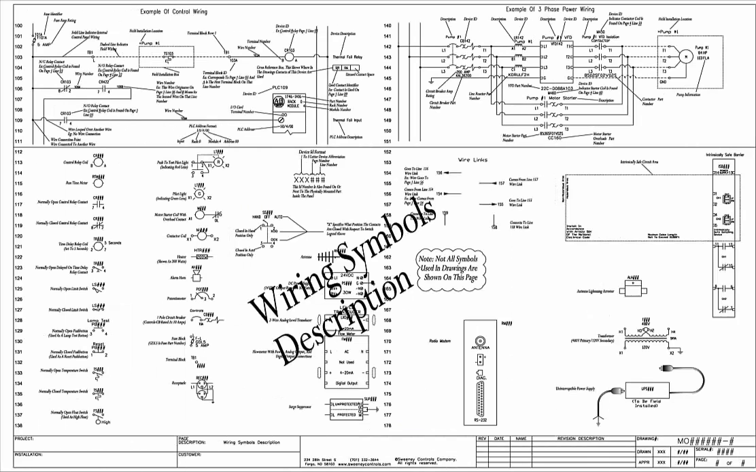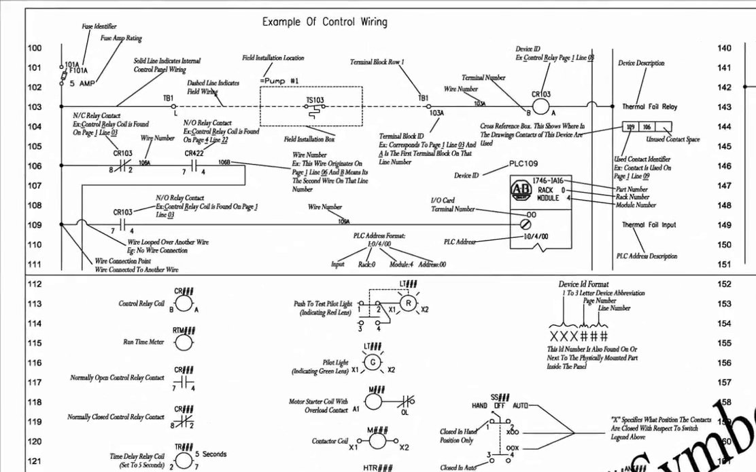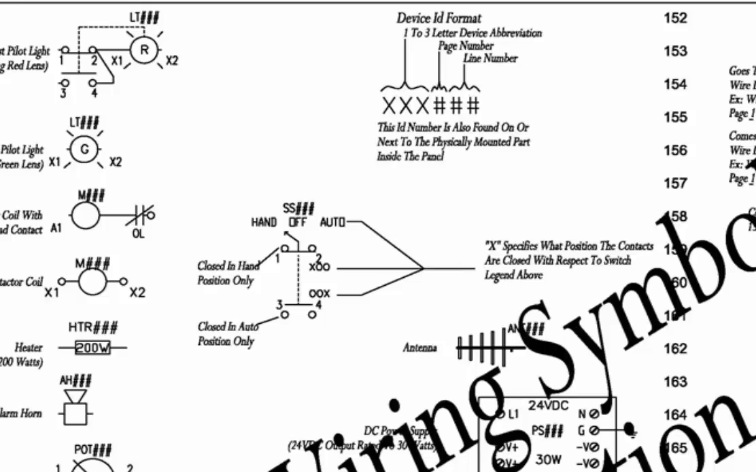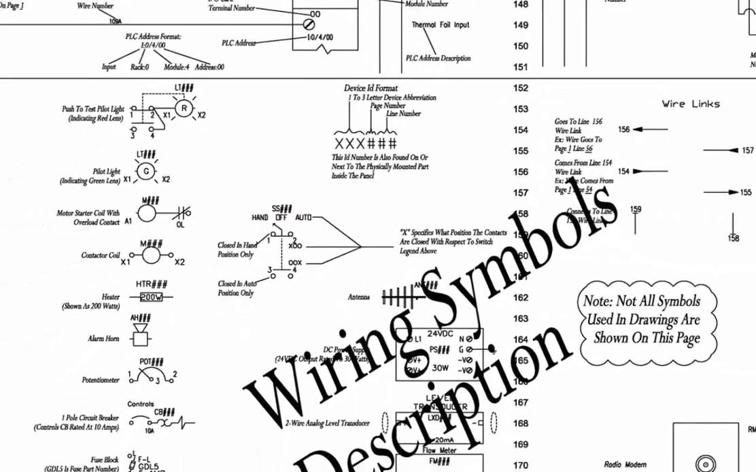The last page of the package shows all the common symbols used in the drawing and what they mean. For example, the HOA shows that a contact is only closed in the hand position and open in the off and auto position. This can be a useful resource when something new comes up you haven't seen before.